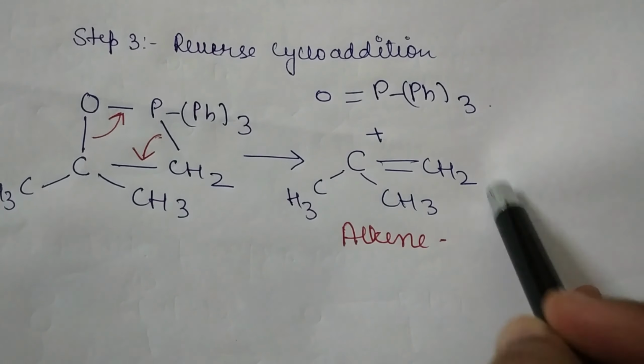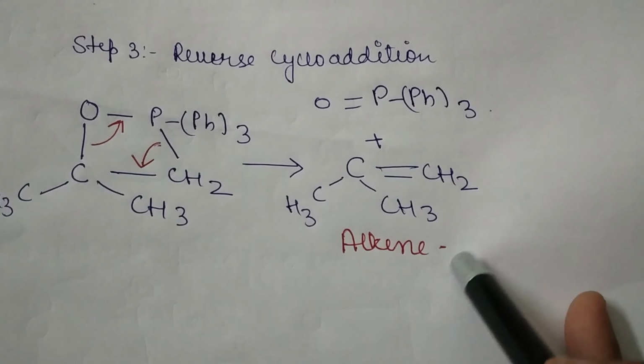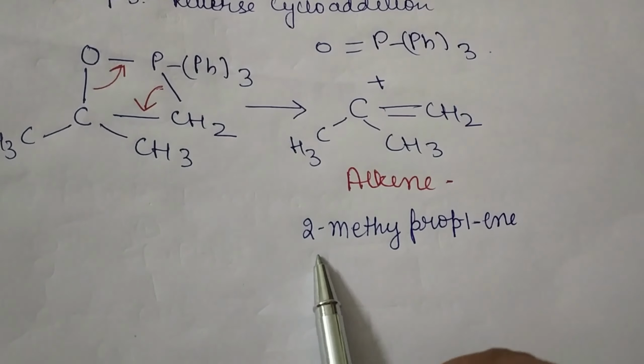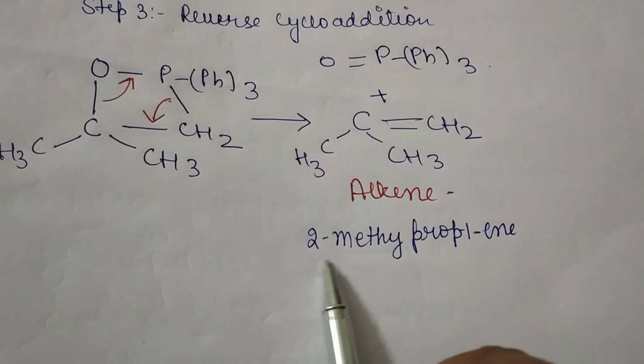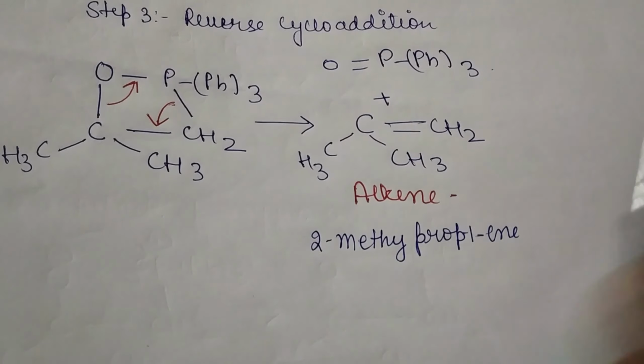So this alkene is the product. This is the product 2-methyl-prop-1-ene or 2-methyl-1-propene.